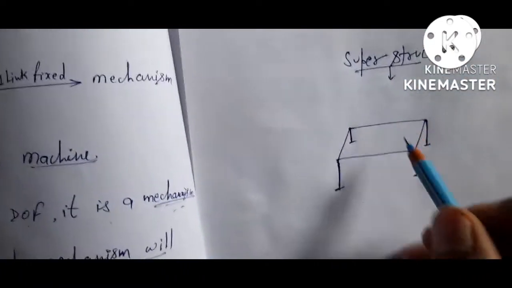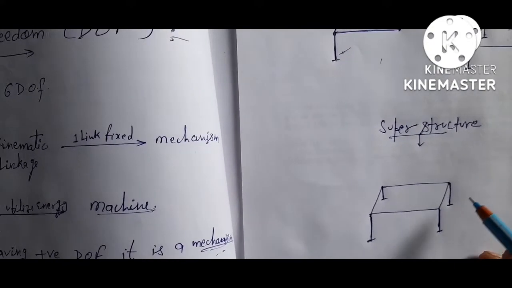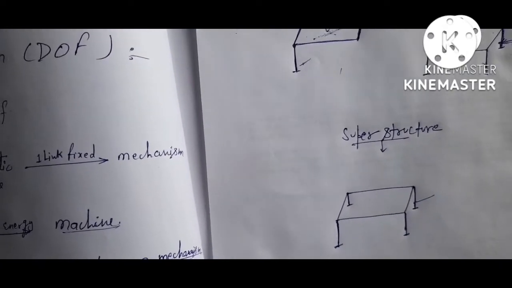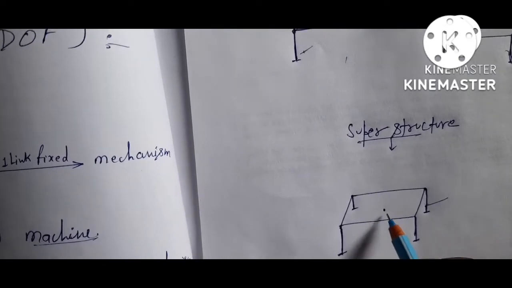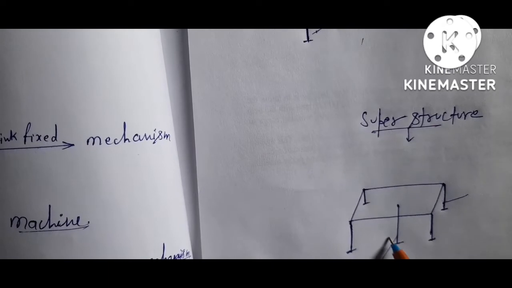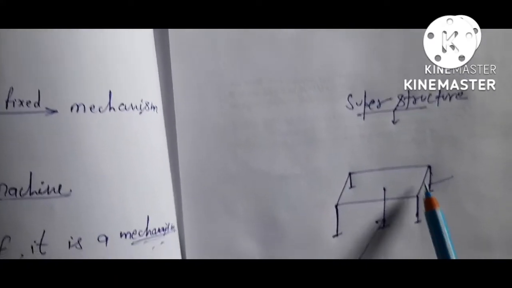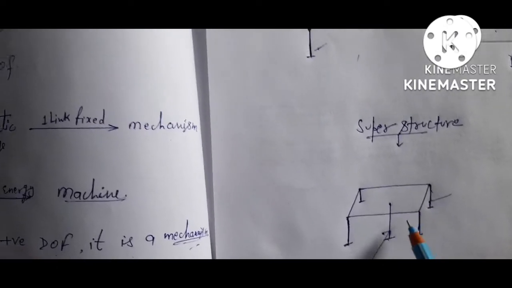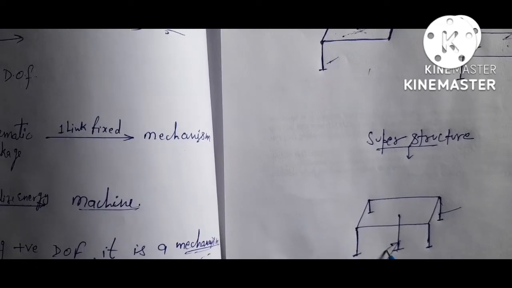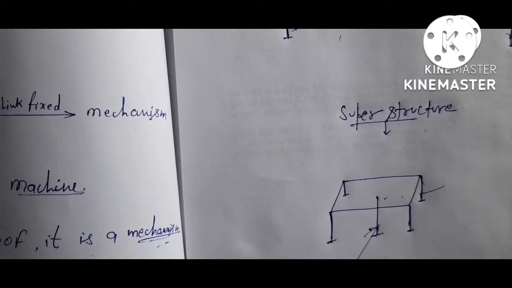And a superstructure: if this table has 4 legs, then it will be stable, and if you remove one, then it will be unstable. But if we add an extra element like here, okay, if you remove this, then this table is also stable, no other components are unstable. If you remove this, okay, it is stable. So this is an example of a superstructure.